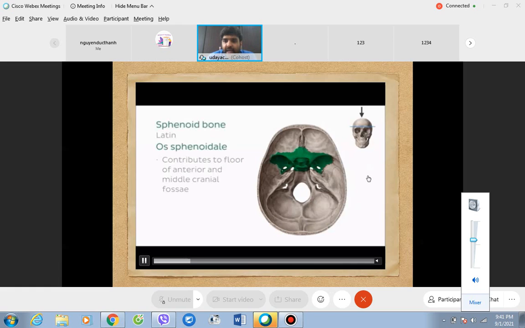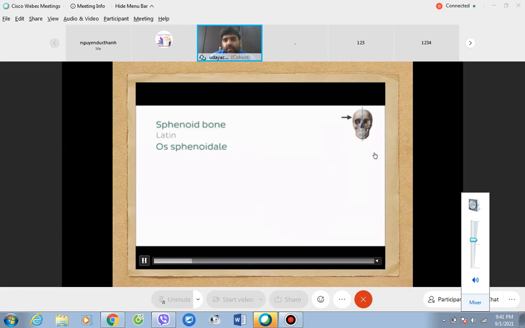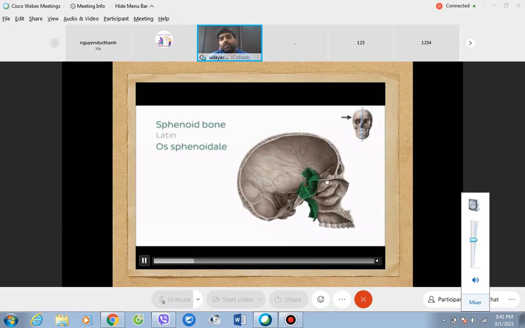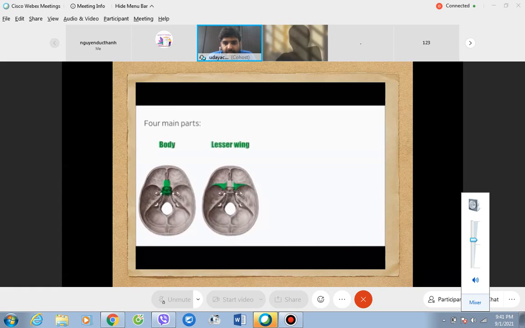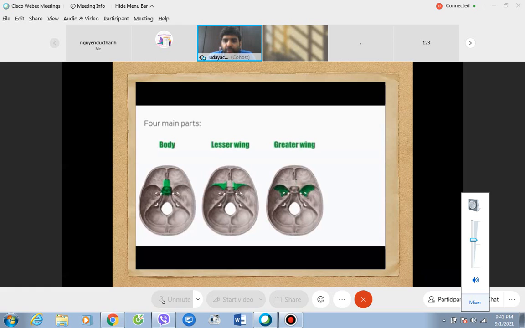And if we do a sagittal section, this is how it contributes to the cranial fossa. There are four main parts of the sphenoid bone, namely the body of the sphenoid, the lesser and greater wings, and the pterygoid process.